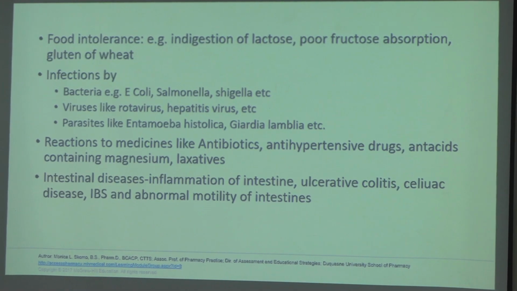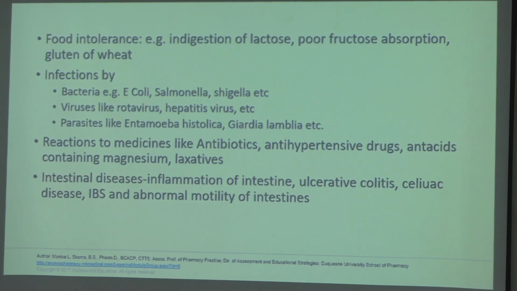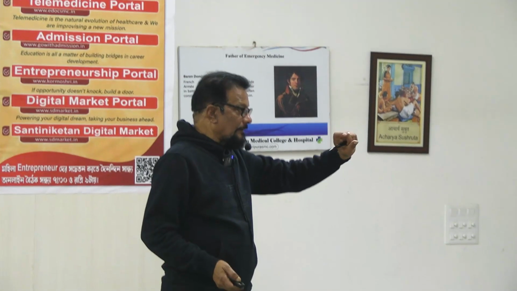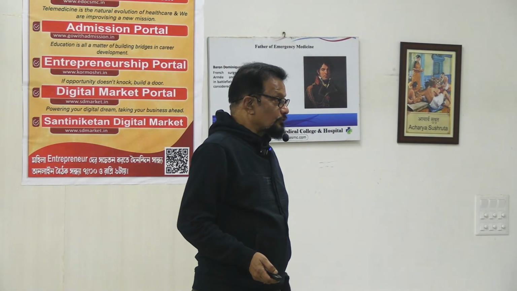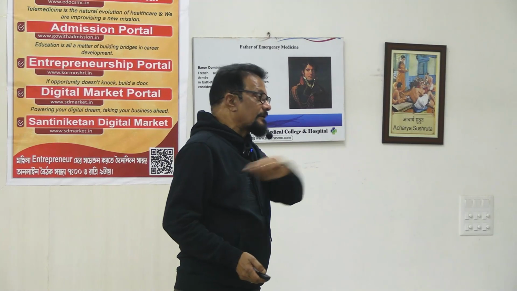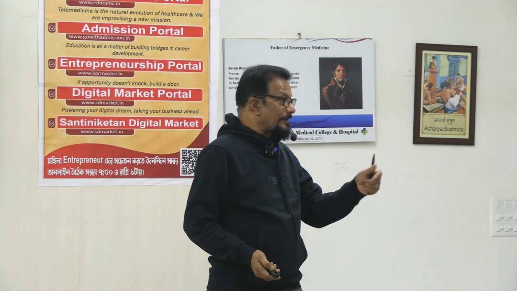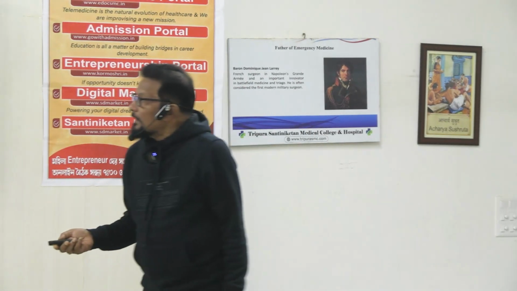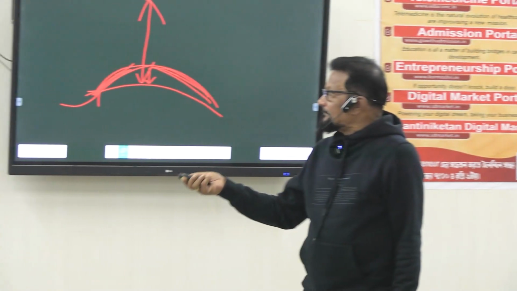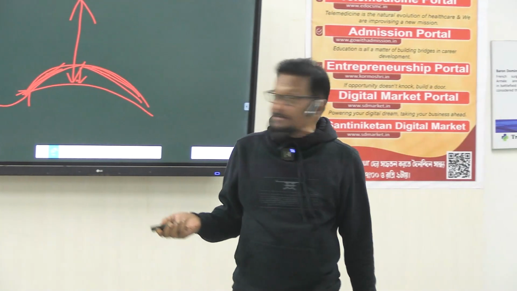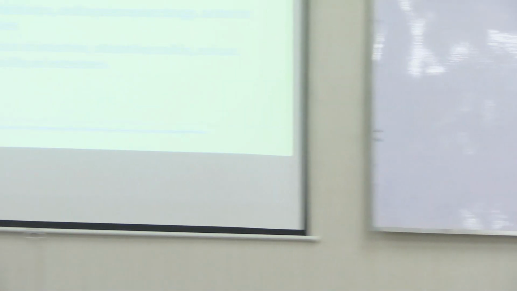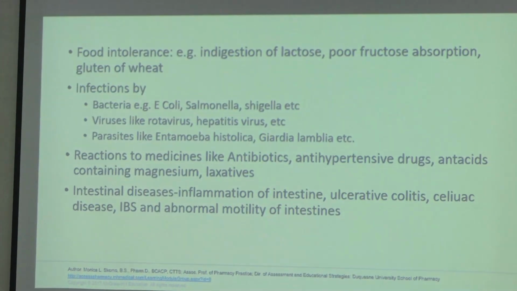Reactions to medicines like antibiotics, antihypertensive drugs, antacids containing particularly magnesium. I said these are made up of magnesium and aluminum. So where more magnesium is there, that may create this problem. We take it for what? As antacid. So taking excess antacid may cause diarrhea. Intestinal disease like inflammation of the intestine, ulcerative colitis, celiac disease, and IBS, abnormal motility of the intestine, may cause diarrhea.